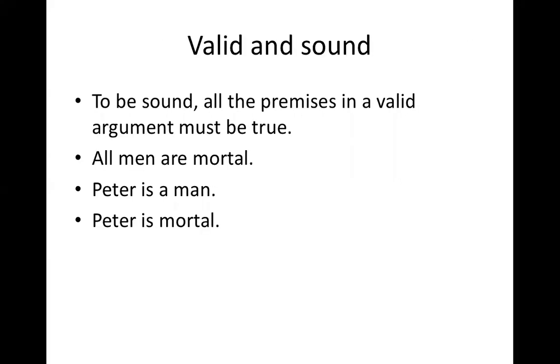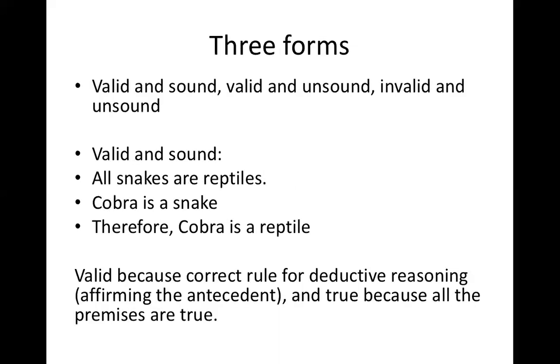Then we have valid and sound. To be sound, all the premises in a valid argument must be true. All men are mortal. Peter is a man. Peter is mortal. So this is valid and sound. So we have three forms: valid and sound, valid and unsound, invalid and unsound.